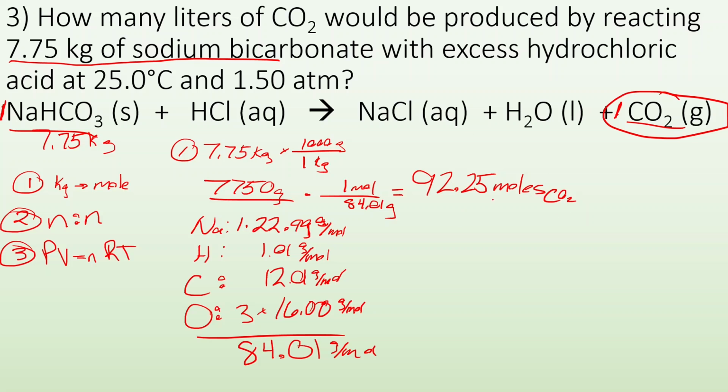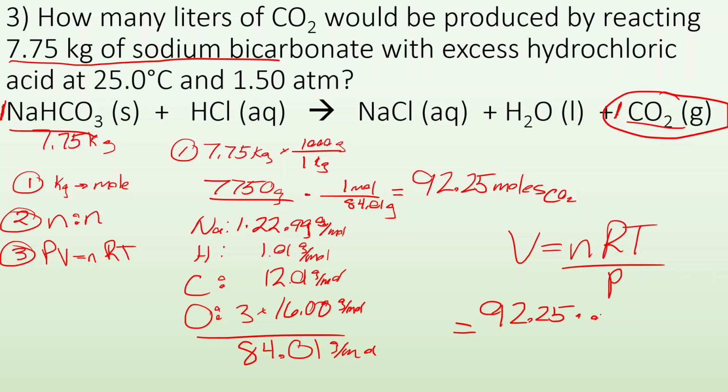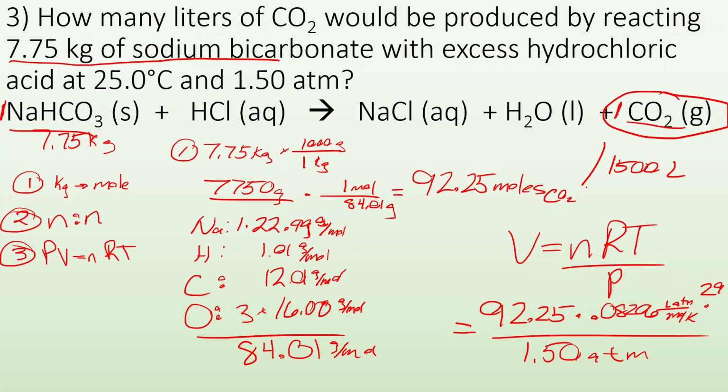Now, I want to know, what volume would that be? Well, I've got my PV equals nRT, and I'm trying to solve for volume, so divide each side by pressure. And I've got my equation, so now I can plug it all in. My moles, I've got 92.25 moles times my R. If I'm using atmospheres, it's 0.08206 liter atmospheres per mole Kelvin, times the temperature in Kelvin. Again, 25 C would be 298 Kelvin. And then divide by my pressure of 1.5 atmospheres. And when I do that, I get, to 2 sig figs, 1,500 liters as my final answer.